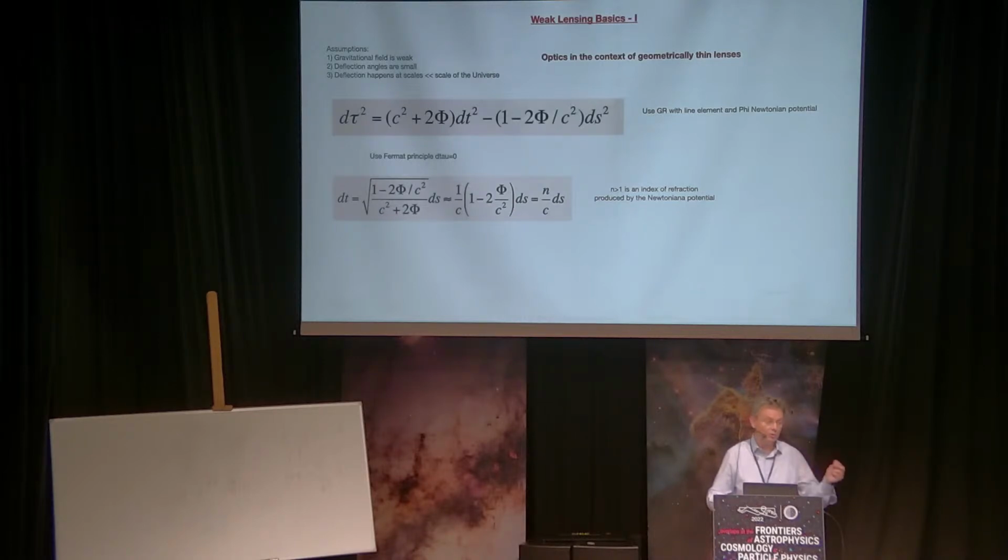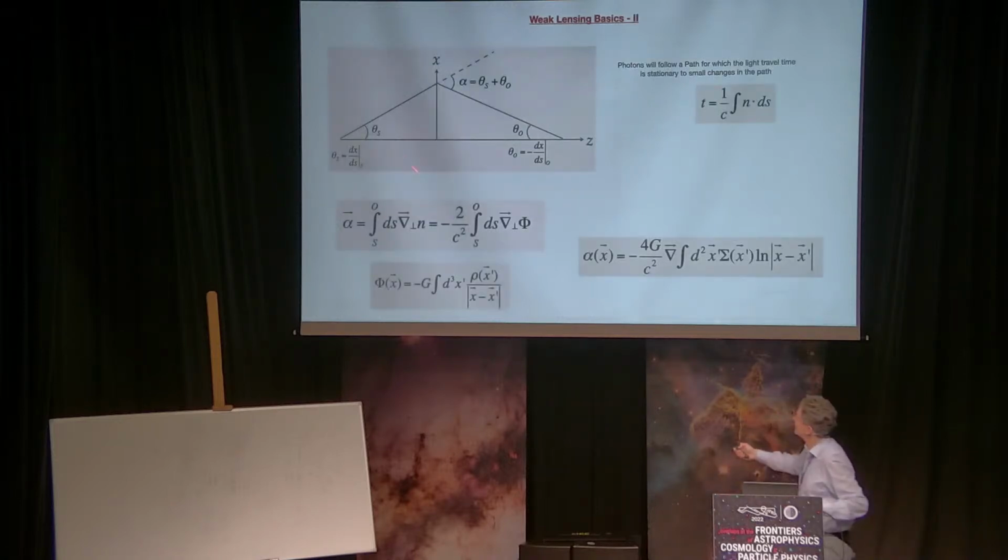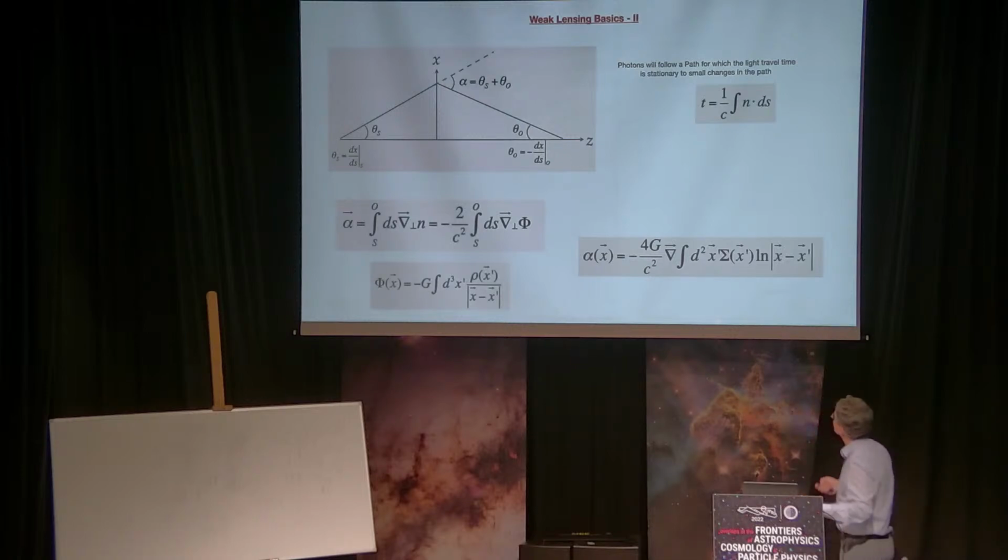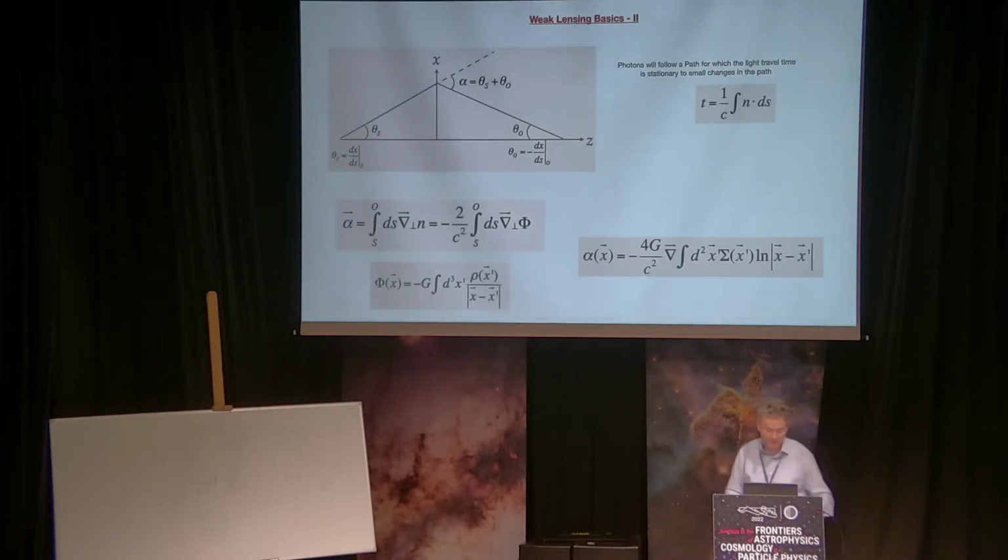Now the goal is to put in relation the actual two angles, right? If this is the source, this is the lens plane, and the observer is here, you have to put into relationship these two angles, S and O, and you will use this angle alpha here. If there hadn't been any lens, the light ray would have gone this way, but there is a lens which actually produces this path. And we know that the photons will follow a path for which the light travel time is stationary to small changes in the path. This is the Fermat principle, okay?